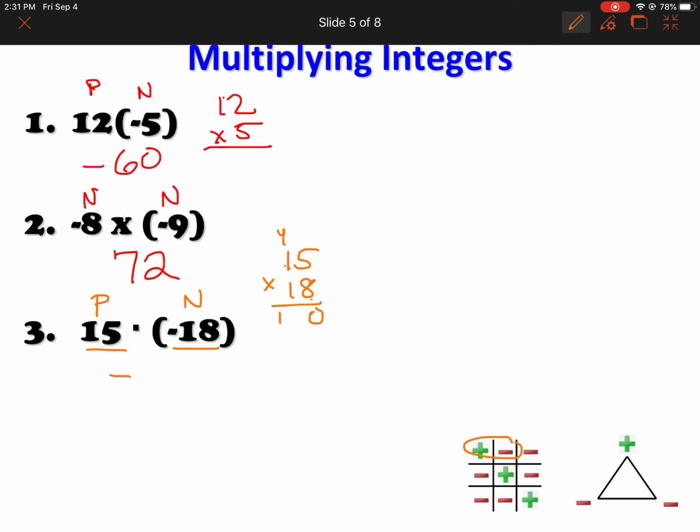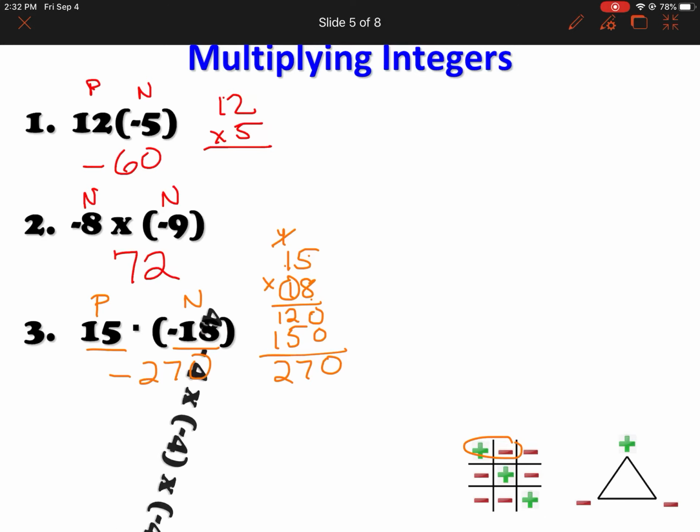8 times 1 is 8, plus 4 is 12. Done with the 8, put your 0 place value holder, jump over to the 1 now. 1 times 5 is 5. 1 times 1 is 1. And we're going to add, and we get 270. So the answer is negative 270. So sometimes you have to do the work out on the side.